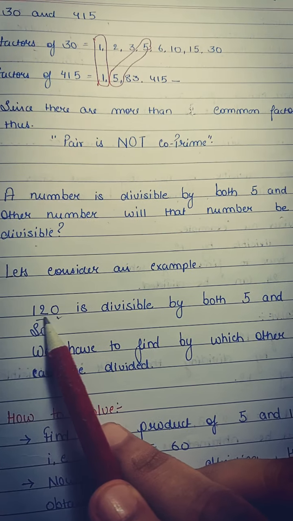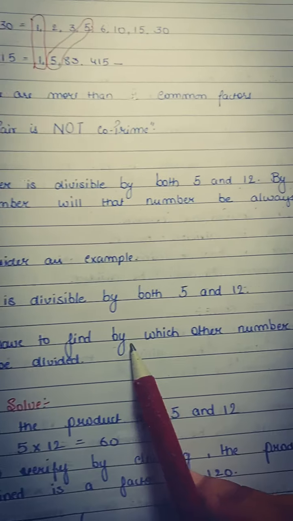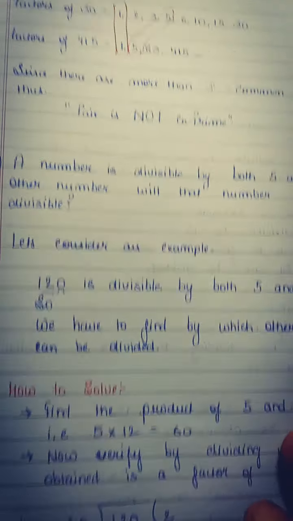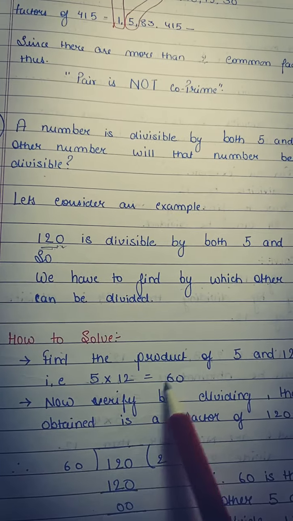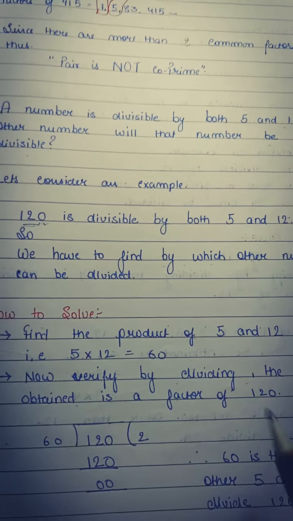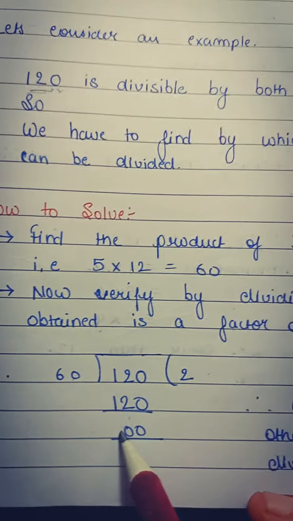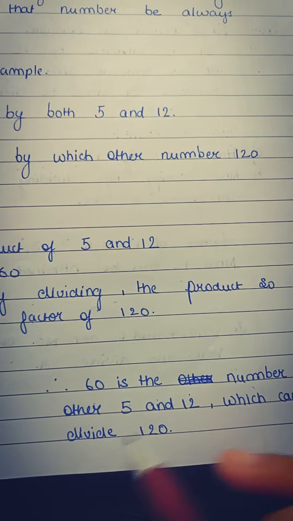So I determine a number 120, and 120 is divisible by 5 and 12. Okay, so we have to find by which other number 120 can be divided. How to solve? Find the product of 5 and 12, that is 60. Now verify by dividing that the product so obtained is a factor of 120 or not. So I'll divide it before you, 60 twos are 120, and yes, therefore 60 is the number other than 5 and 12 which can divide 120.